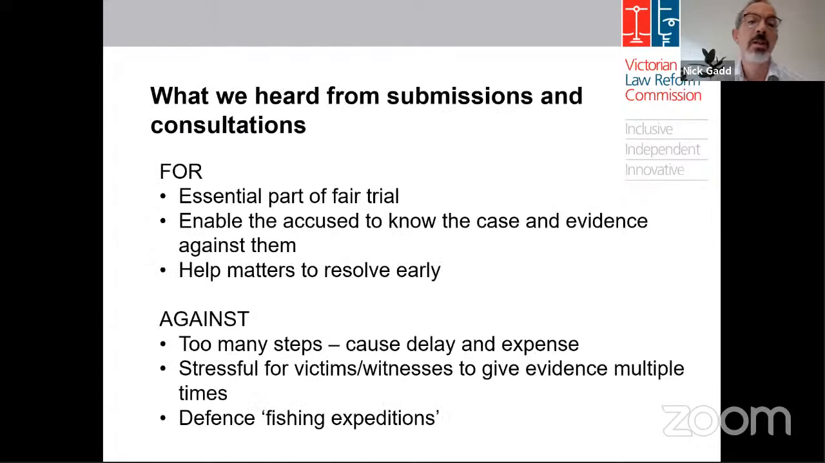So we went out and we did a lot of consultations and we received a lot of submissions. And for an inquiry like this, of course, a lot of the people that we were consulting with were people within the legal system. So the courts, the police, the legal profession, people who are involved in trials, but also people who've been victims of crime and people who've experienced this process in different ways.